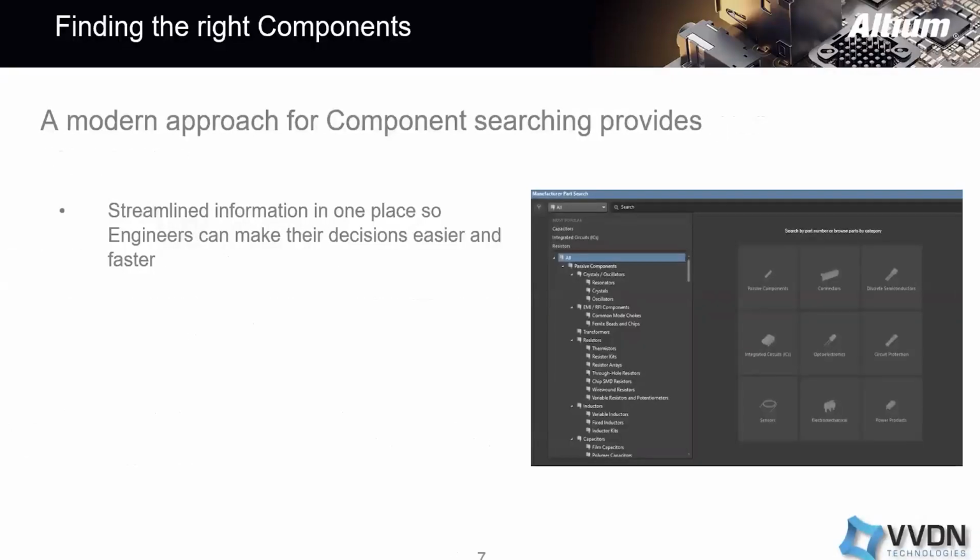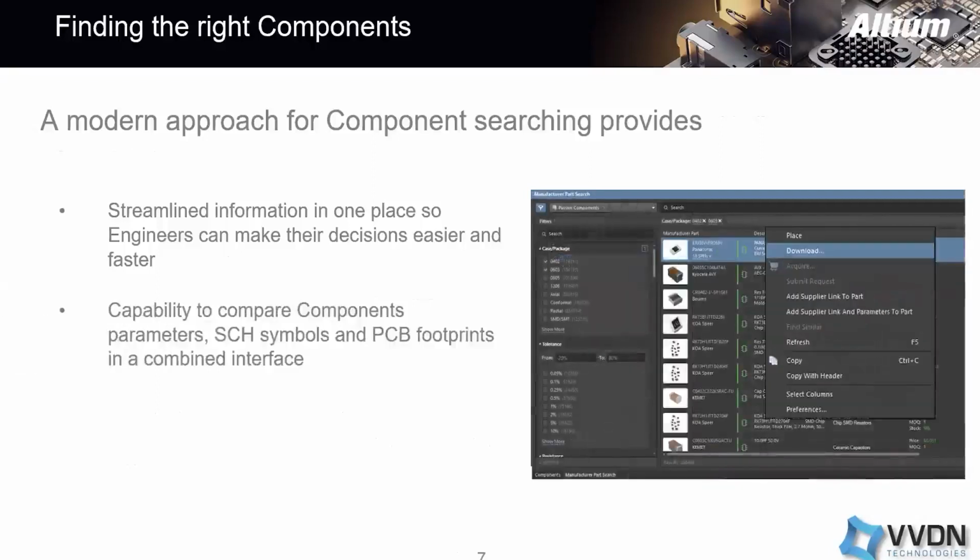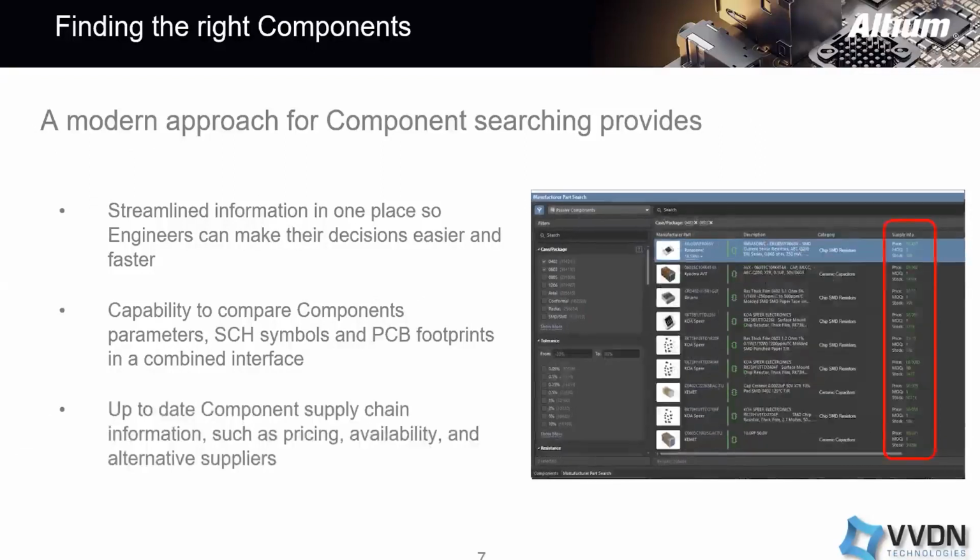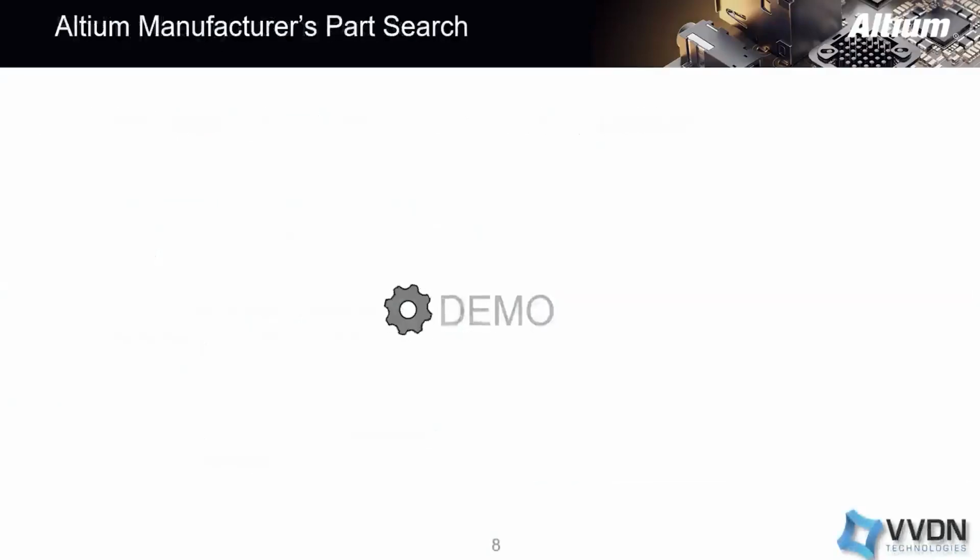we can search our components through manufacturer part search. And here we can download our components and place them. For this component, the schematic symbol as well as the footprint are also available, and it's a combination of integrated library, and we can check stock availability, price, everything from this window. So this works as supply chain management also. Okay, let's see some example for this.